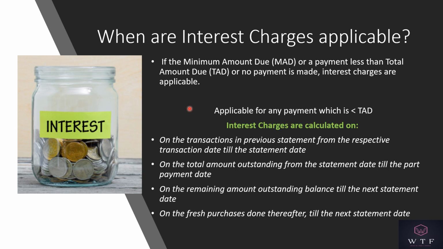So how are interest charges calculated? Interest charges are primarily calculated on four parameters. The first is on the transactions in the previous statement from the respective transaction date till the statement date. Second is on the total amount outstanding from the statement date till the part payment date. Thirdly, it's on the remaining amount outstanding balance till the next statement date. And the fourth is on the fresh purchases done hereafter till the next statement date.